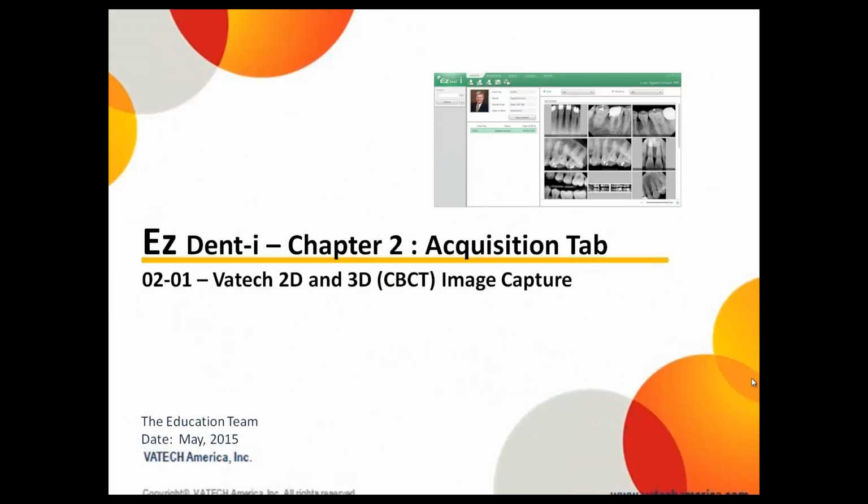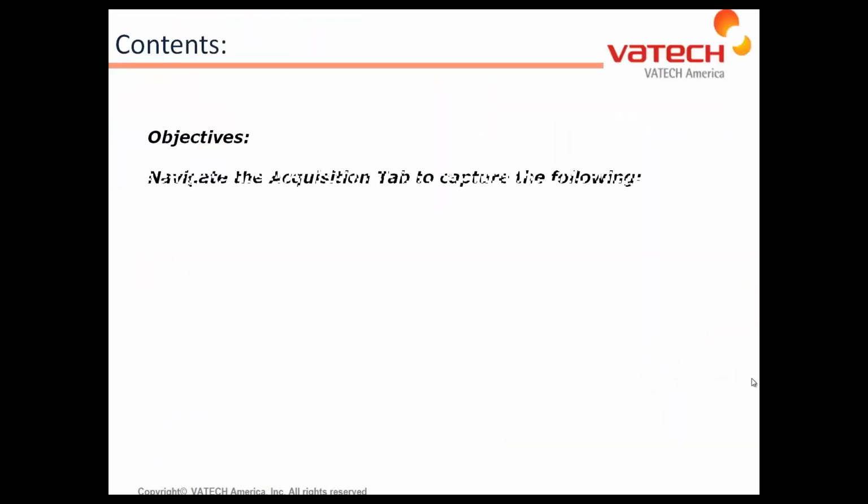EzDent-i Chapter 2 Acquisition tab, Vatech 2D and 3D image capture. The objectives are: navigate to the Acquisition tab to capture the following: a panorama image, a cephalo image, as well as a CBCT or 3D image.